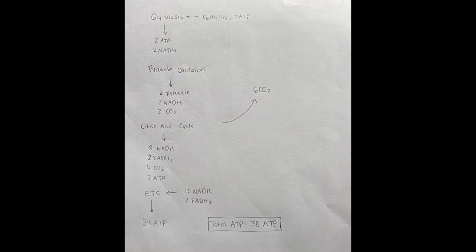Let's take a look at the products of cellular respiration. As you can see, glycolysis requires an input of glucose and 2 ATP, but it yields 2 ATP and 2 NADH. Pyruvate oxidation yields 2 pyruvate, 2 NADH, and 2 CO2. When you combine this with the 4 CO2 of the citric acid cycle, we give off 6 CO2. The citric acid cycle also gives off 8 NADH, 2 FADH2, and 2 ATP. Lastly, from the ETC, the 12 NADH and 2 FADH2 from the other two steps goes into the ETC to yield 34 ATP, and our final total of ATP is 38 ATP.